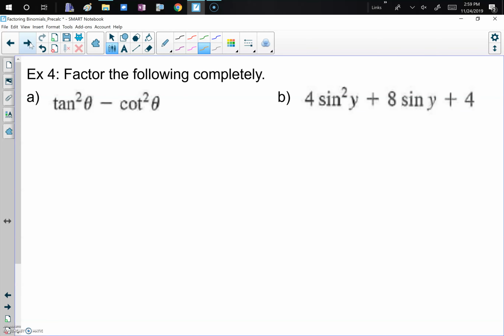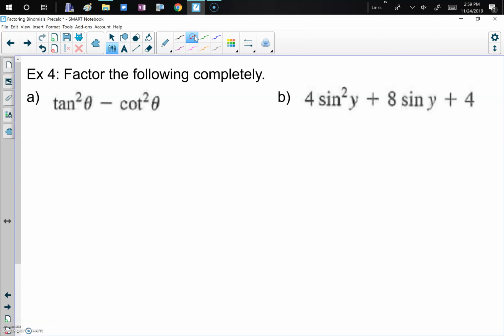Alright, so now that we know each of these perfect square factoring methods and the sum and difference of cubes methods, let's go ahead and apply these same ideas that we saw from algebra to now trigonometry. So now we have some trigonometric expressions that we also want to factor in a similar manner.